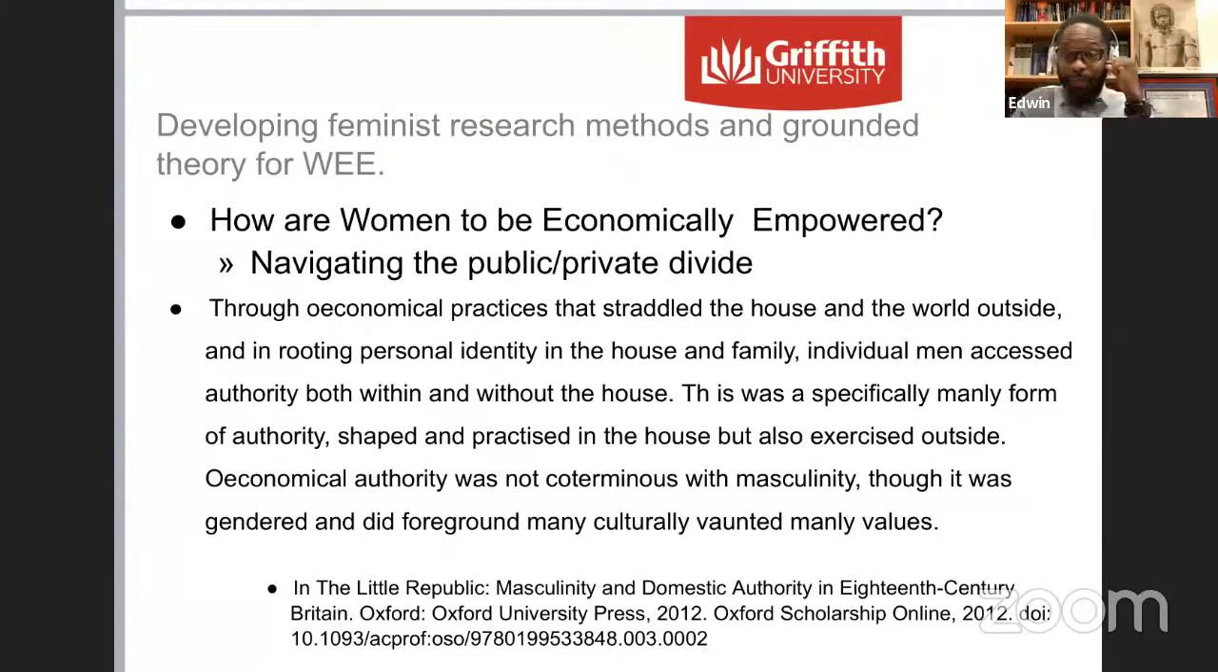And if I can go back to Karen Harvey's work, you can see that she says, through economical practices that straddle the house and the world outside, and in rooting personal identity in the house and family, individual men accessed authority both within and without the house. So the private realm is actually the basis for power in the public realm. It's what actually makes it possible.